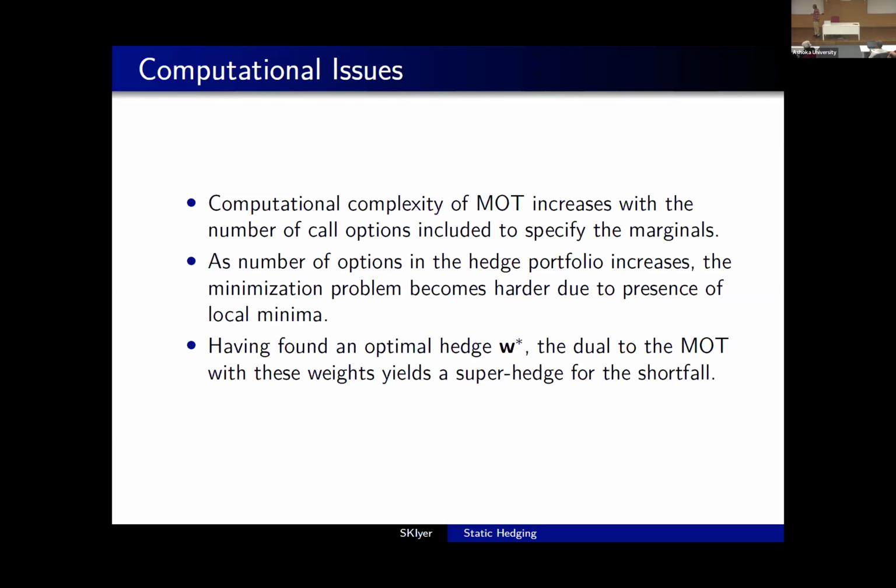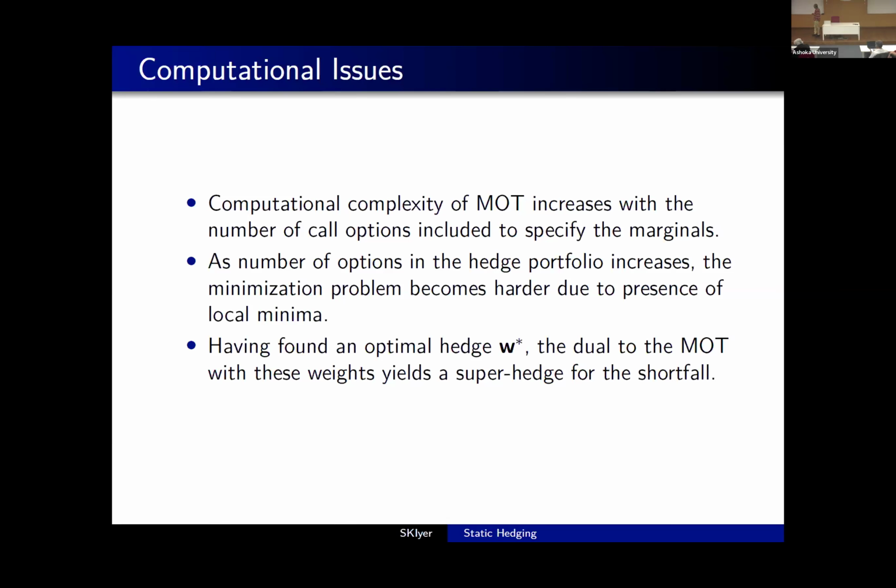So the computational complexity, as you can see, increases as the number of call options at these 2 times increases, because the total number of variables is the product of the number of call options that are observed. And as the number of options in our hedge portfolio increases, the minimization problem outside becomes more complicated, okay? Because there are a lot of local minima and so on. And right now we are just doing some sort of a grid search in order to compute the optimal values.